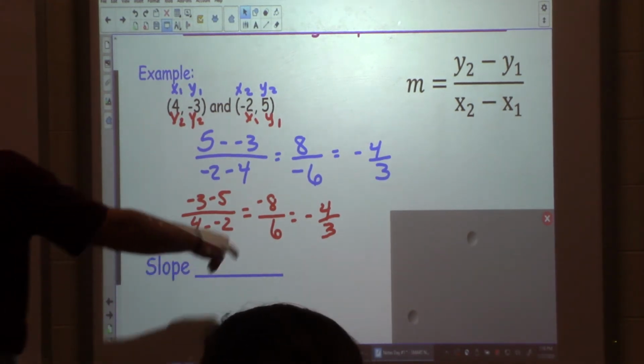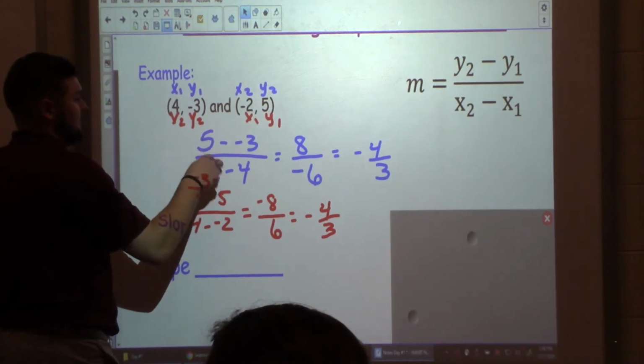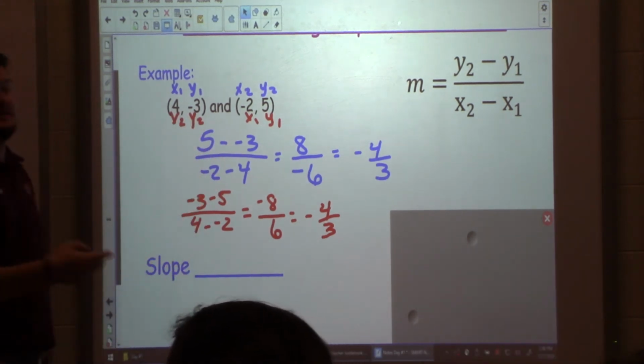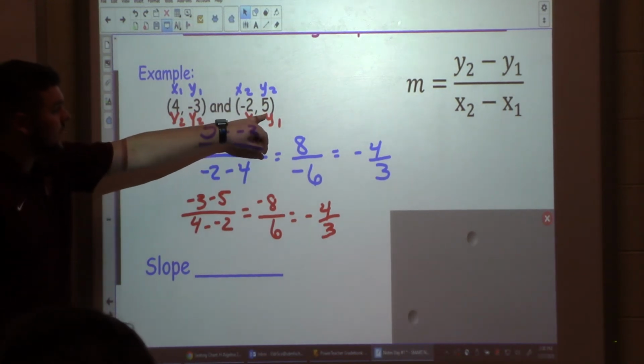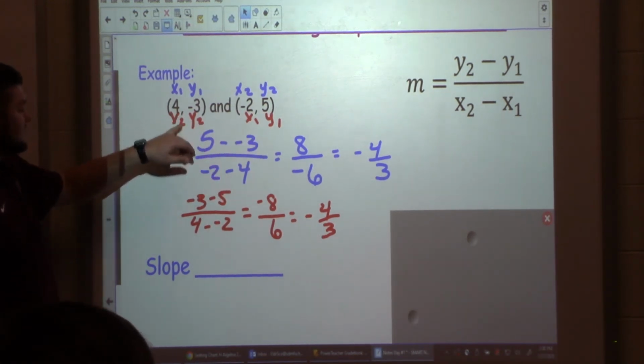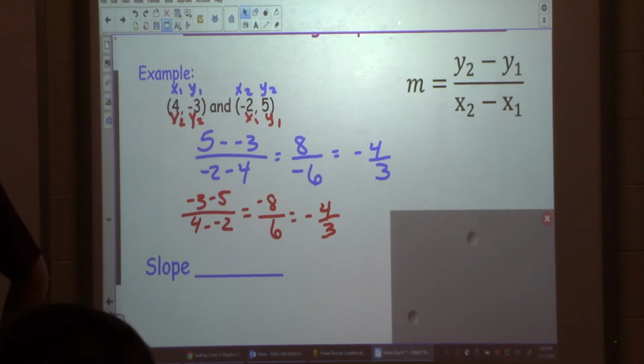So if you're going to put these 2 values first, perfect. If you're going to put these 2 values first, perfect. Doesn't matter, as long as you're consistent. I can't say this would be my first y and this would be my first x. It doesn't work like that. As long as you're consistent with your points, it doesn't matter which one is x1, y1, which one's x2, y2. Alright? Cool? Sweet.